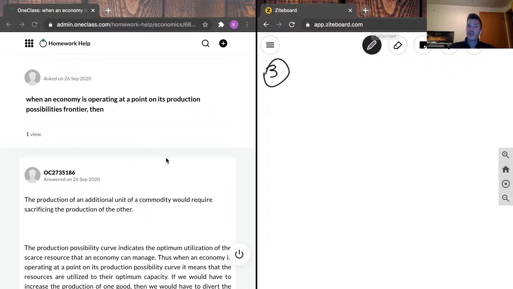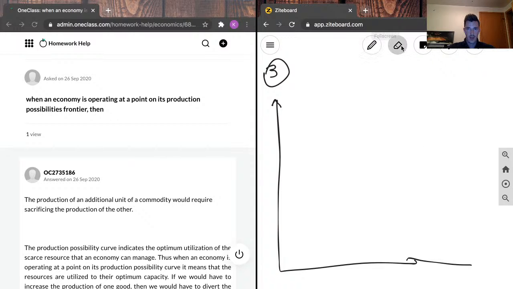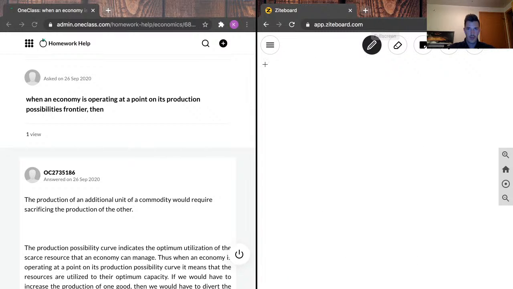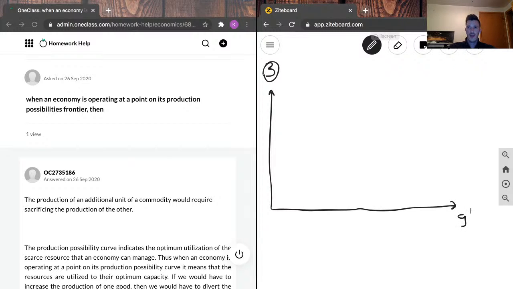Another possible answer that's really saying the same thing is that when an economy is operating at a point on its production possibilities frontier, then it is running at a Pareto optimal point, or a technically efficient point. So we can draw a production possibilities frontier here. Call this good 1.